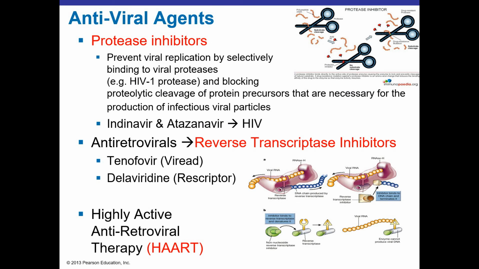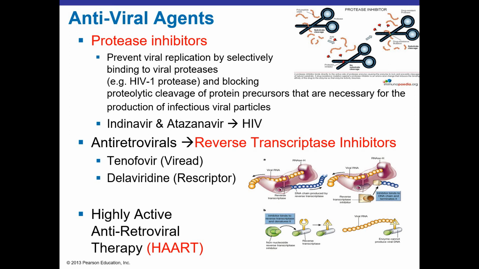There are other antiviral agents, things like protease inhibitors and reverse transcriptase inhibitors. Many of these have been developed because of the AIDS epidemic. So the protease inhibitors prevent viral replication by selectively binding viral proteases that are needed to be able to allow the reproduction to occur. The reverse transcriptase is unique to the virus. So that would be a non-toxic target. So that's why people were very excited about making the reverse transcriptase inhibitors.